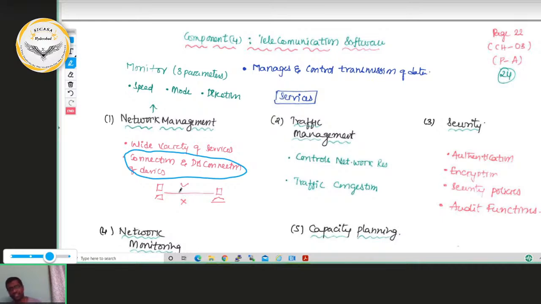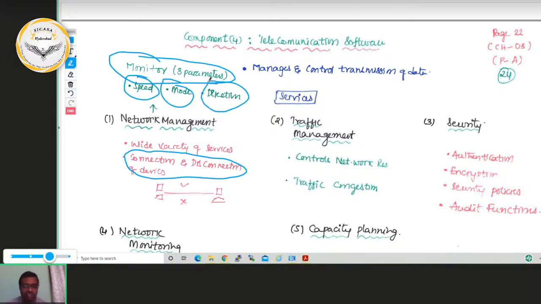Once the transmission is completed, once you complete your conversation, you press the red button, and there will be a disconnection of devices. So network management provides a wide variety of services, and one of them is connection and disconnection of devices. Not only that, network management monitors 3 parameters. First one is speed, second is mode, third is direction. What do you mean by speed? Depending on the speed only, we need to determine whether to transmit the data in asynchronous transmission or synchronous transmission.